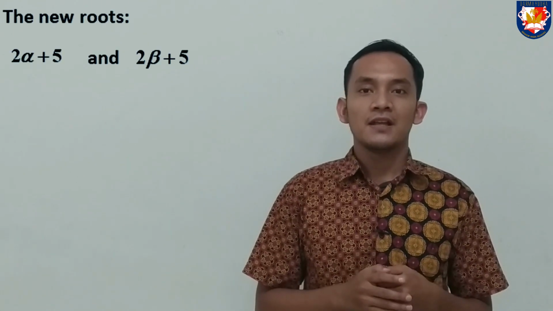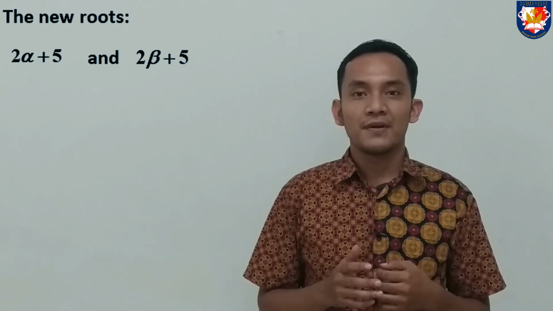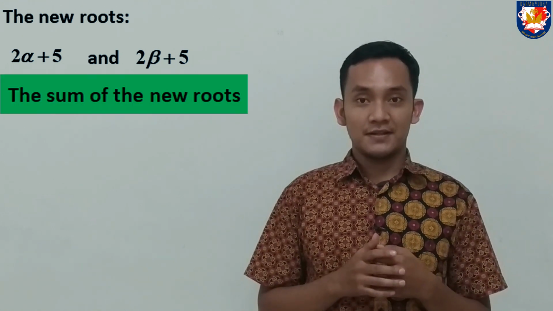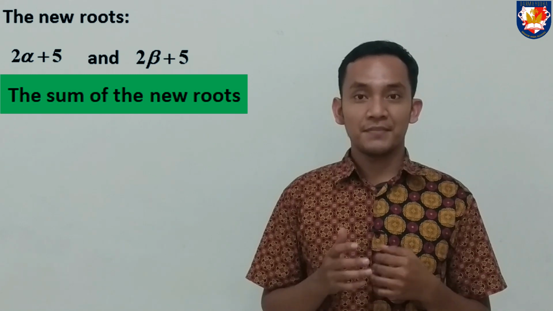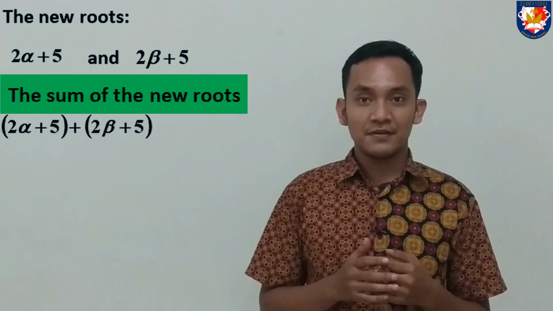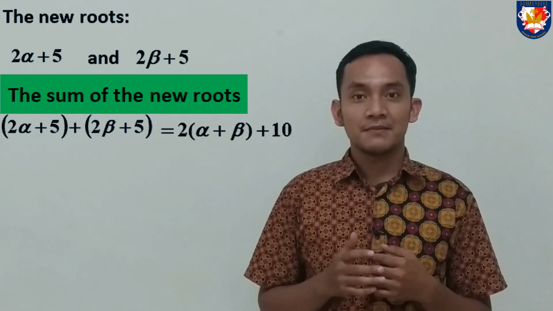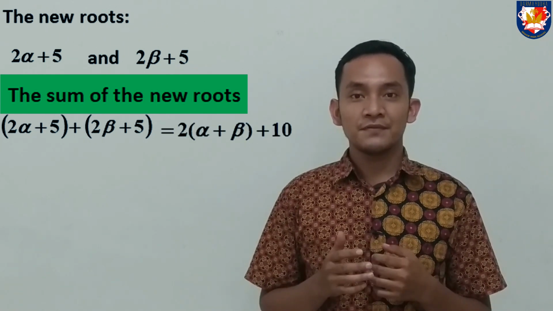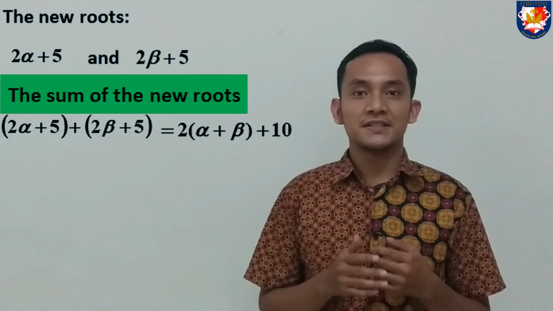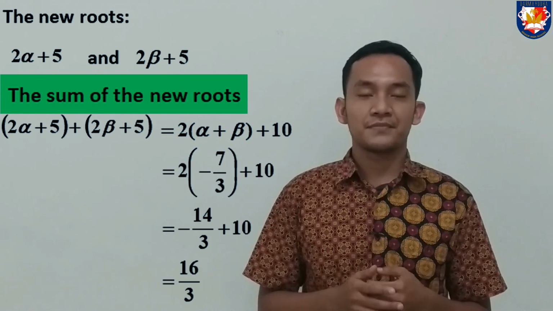The new roots are 2 alpha plus 5 and 2 beta plus 5. The sum of the new roots is 2 alpha plus 5 plus 2 beta plus 5, which equals 2 times alpha plus beta plus 10. Substitute the value of alpha plus beta, and it will give the result 16 over 3.